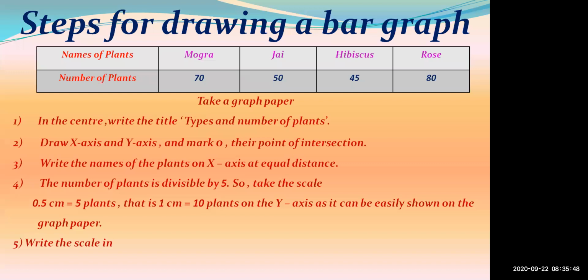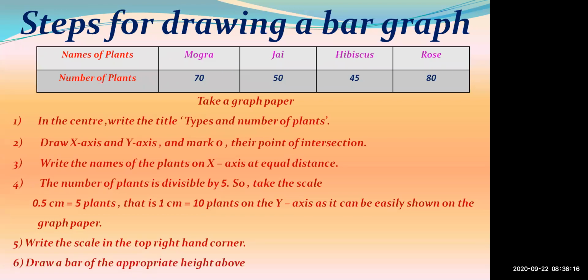After that, what do we have to do? Write the scale in the right top hand corner. It is very important. Without writing this, the answer is not correct. You will not get the marks. If you do not write the scale, you will not get any marks there. Your marks will be deducted. So this is very important, because according to this information only we are drawing the y-axis.